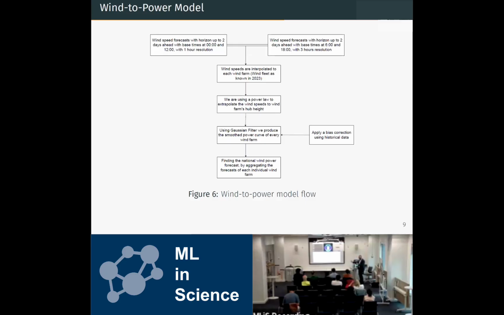We converted the wind speeds to wind power, because we constructed the wind power curves for every wind farm. Then we aggregate all of them in order to have the deterministic forecast at the national level. The same goes for base times, the same all the time that we have this wind speed forecast.